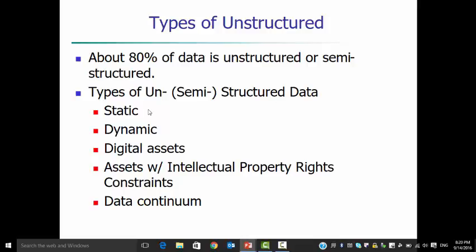Data continuum, a series of data. There is also unstructured. If it says 2 data items together only, then that may be structured or semi-structured. But usually with streaming data, there is a data continuum.